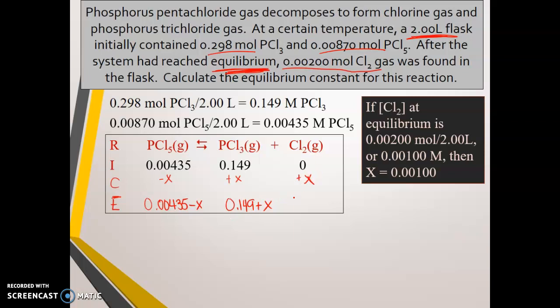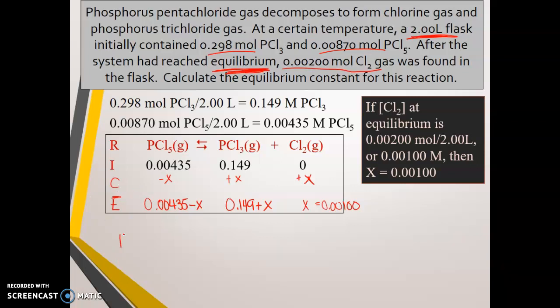But for chlorine, normally we just put x there, but because we were given the moles in the problem, we can go ahead and say this is x, but 0.00200 moles divided by 2 liters is going to give us 0.00100. So I'm going to go ahead and say what this is equal to.